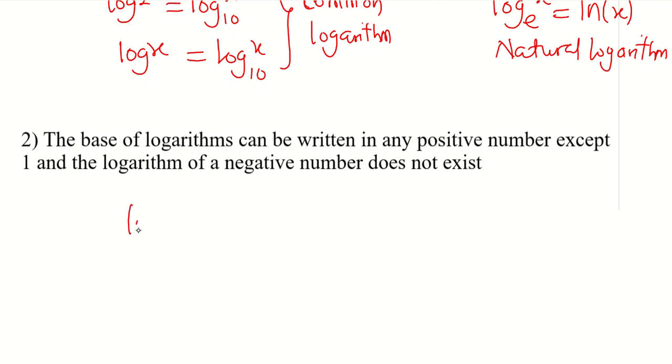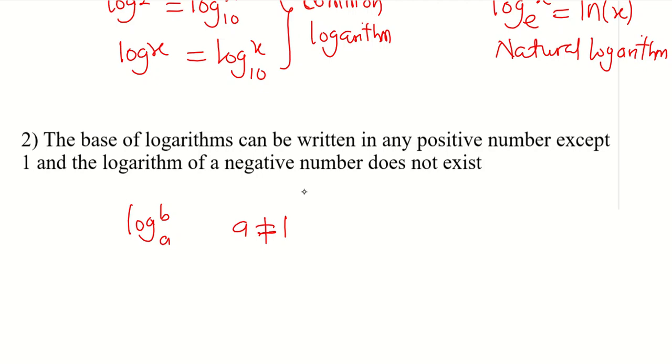Simply put, if you have logarithm of b to the base a, we are saying that the base a should not be equal to 1. It can be any positive number apart from 1, which means we are not even considering negative numbers for the base of a logarithm. The base should be positive only, and it should not include 1. And the second one, the logarithm of a negative number does not exist. That's what we said earlier.